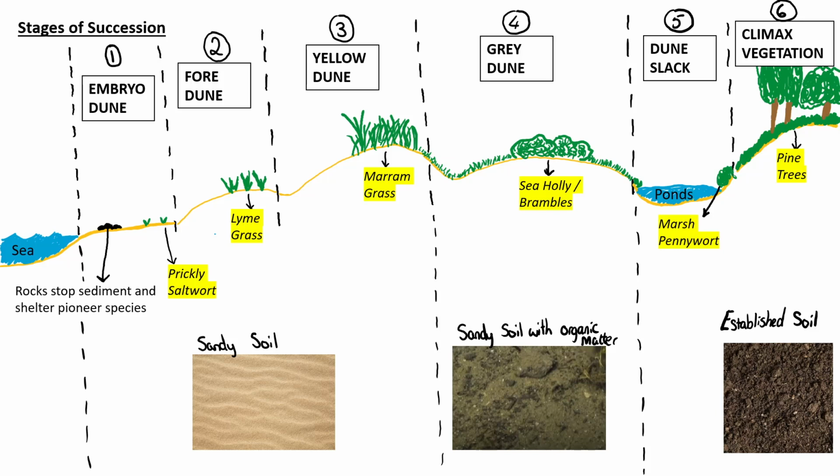And stages 5 and 6 both have your typical established soil, so the soil that you'd see out in your back garden. So it's the same sort of soil there.